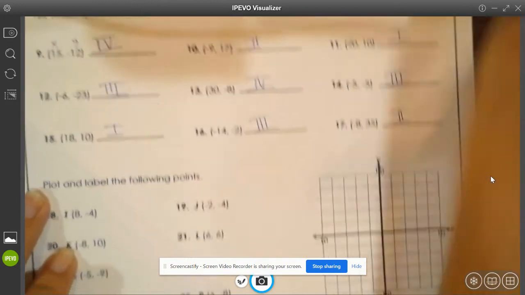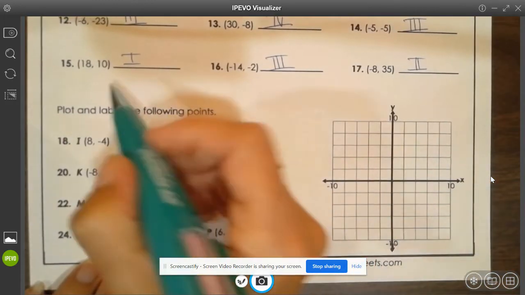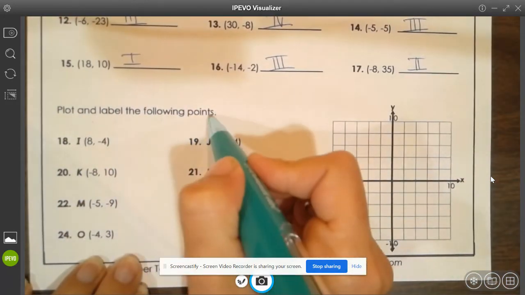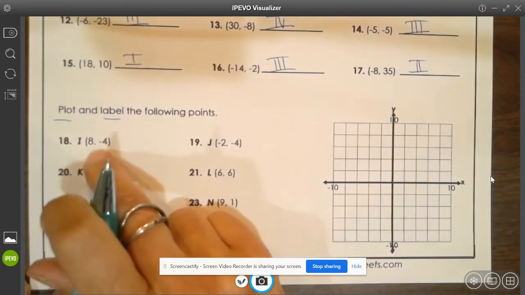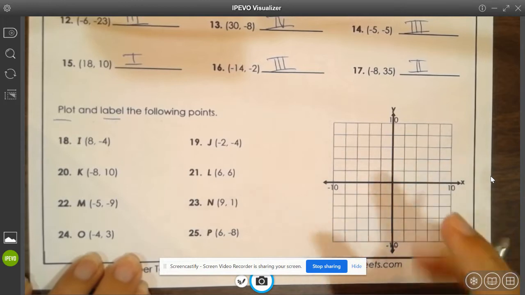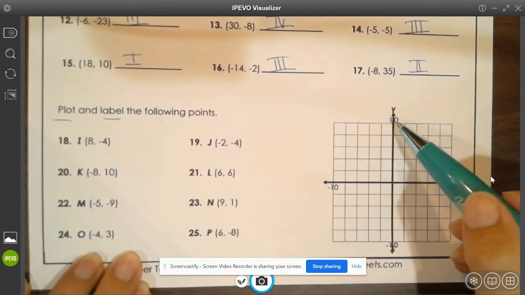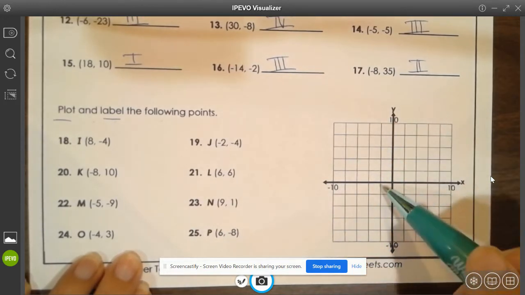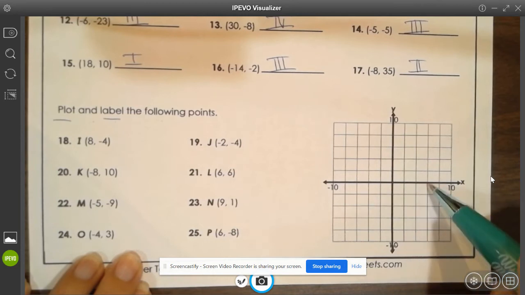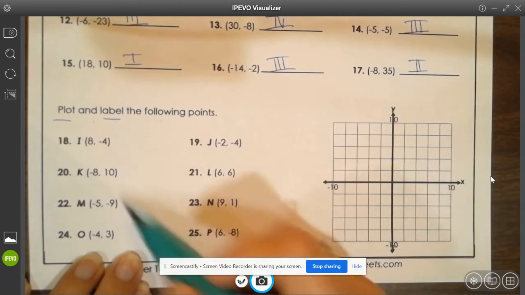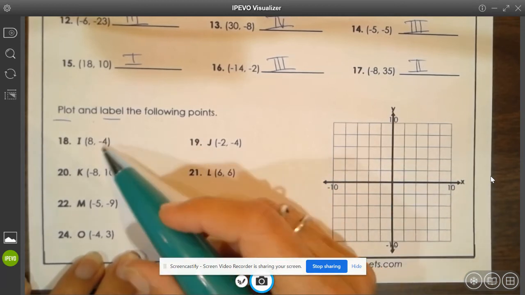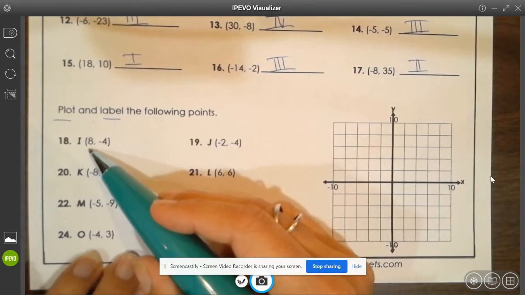Now we're looking for the points here. So it says plot and label the following points. When it says plot and label, you really have to use the letters to identify which one is which. Now remember, the scale factor over here is 2. So this is 2, 4, 6, 8, and 10. So when you look for the numbers, you have to take that into account. So we're going 8 to the right.